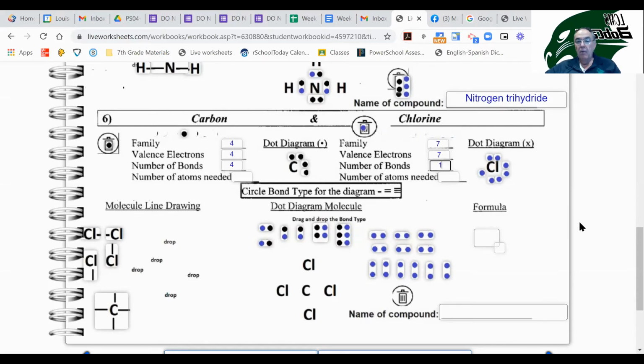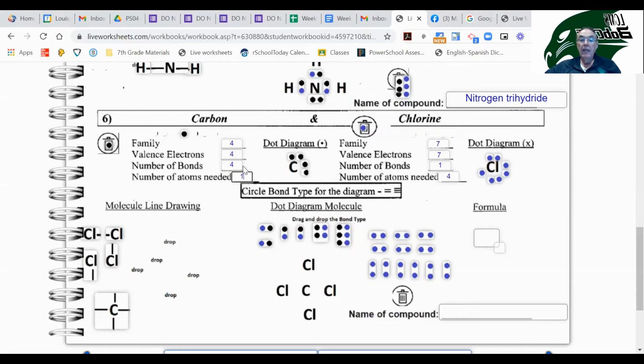Chlorine has an oxidation number of 1, so it needs to be 1 bond. This is where we can crisscross our oxidation numbers. We can take the oxidation number of the carbon, which is 4, put it over here, because there's going to be 4 atoms in the formula. We can take this one here, put one here. Now, chlorine only has one place where it needs to share an electron, so it can only single bond. If we look at the chart, it says family 7, single bond. So chlorine can only bond with 1 electron at a time.